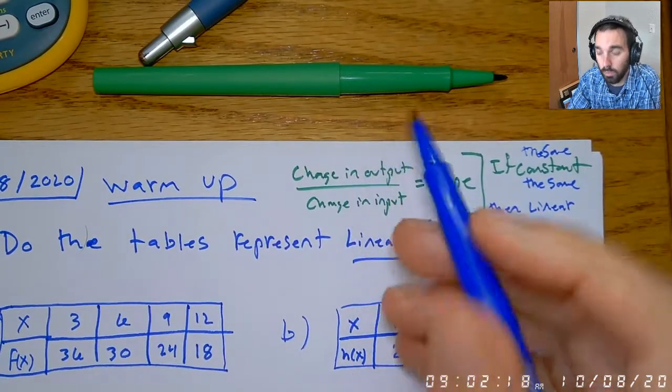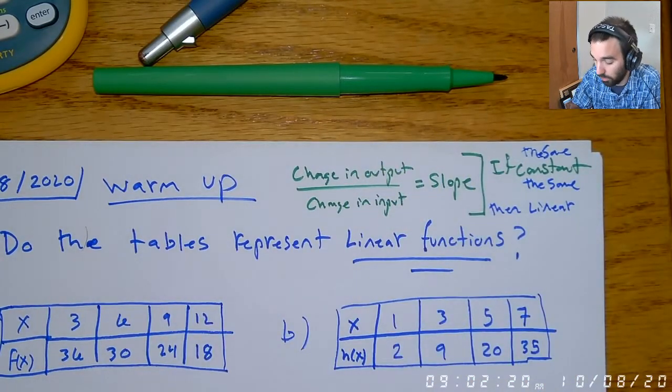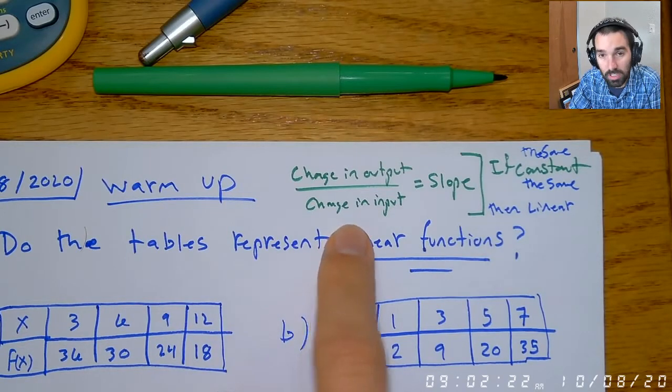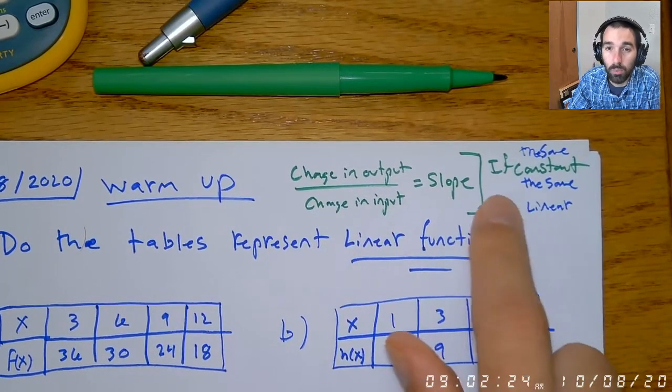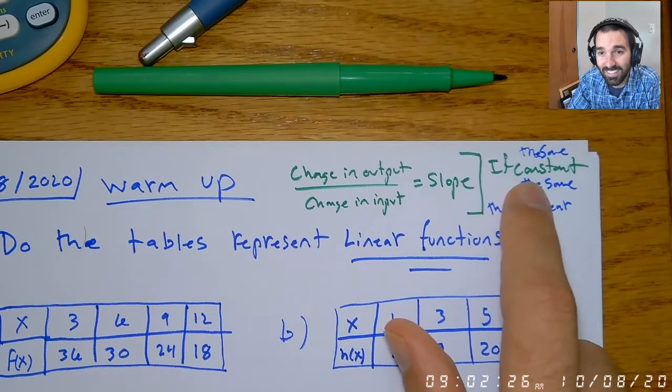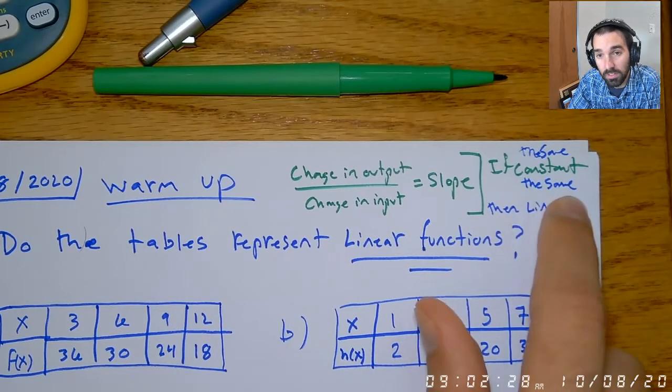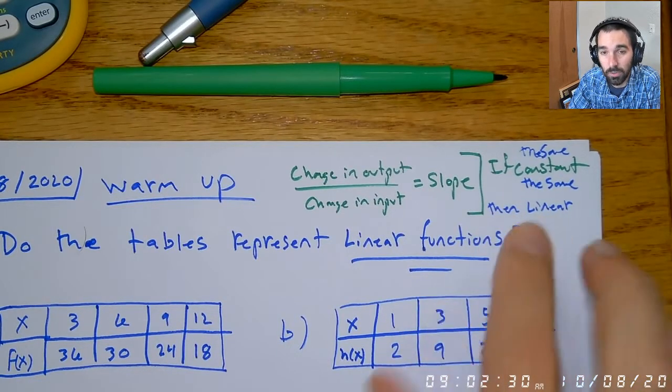So this is what we're doing here. The change in the output over the change in input, that's our slope. What we're looking for is, is it consistent? And consistent just means the same, then it's linear, okay?